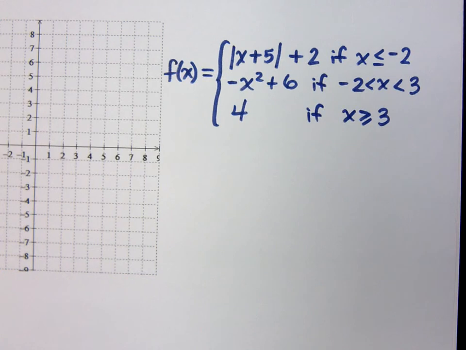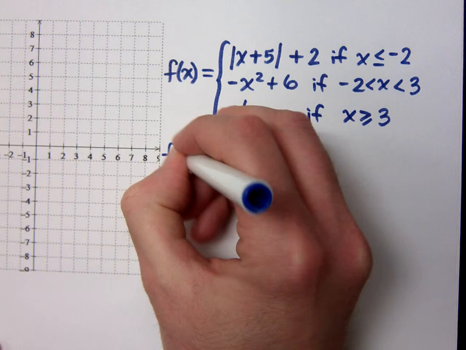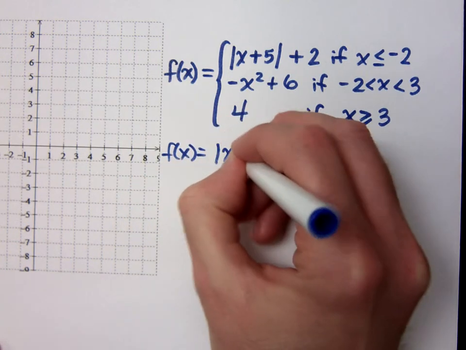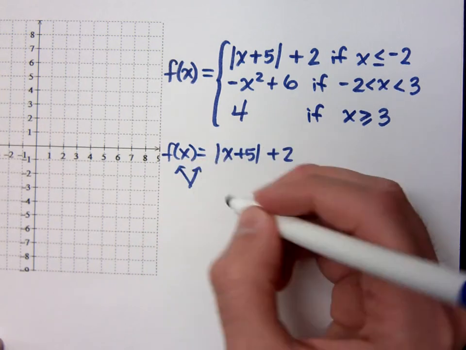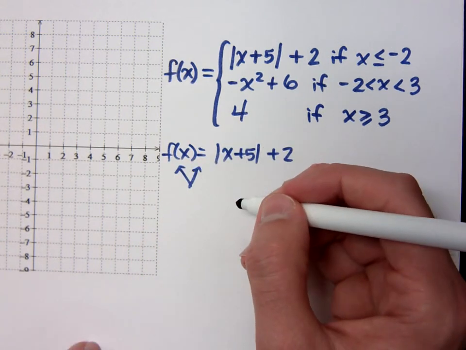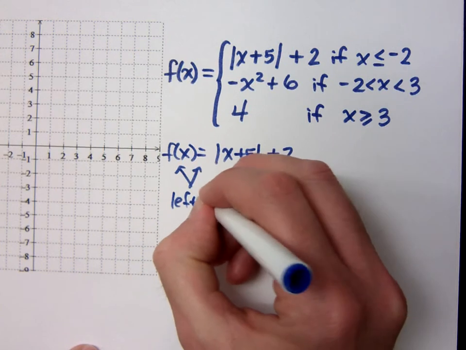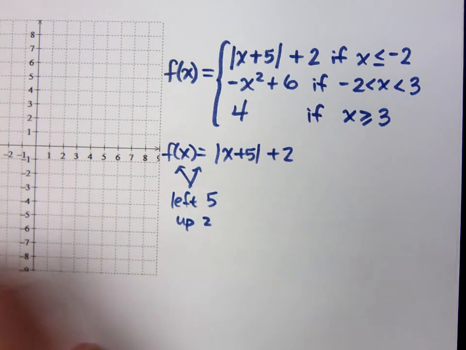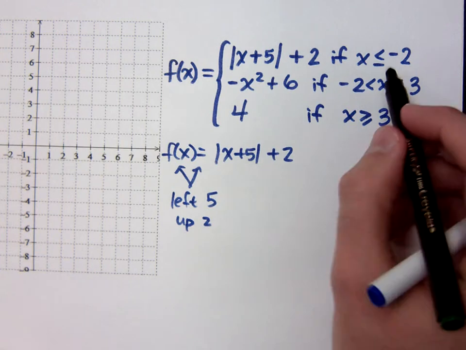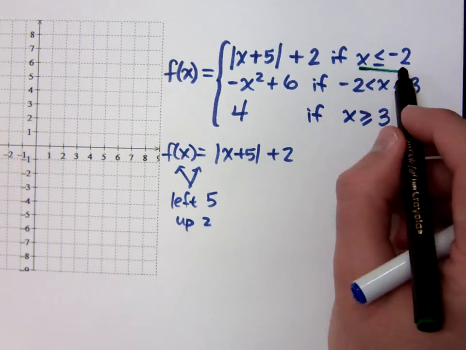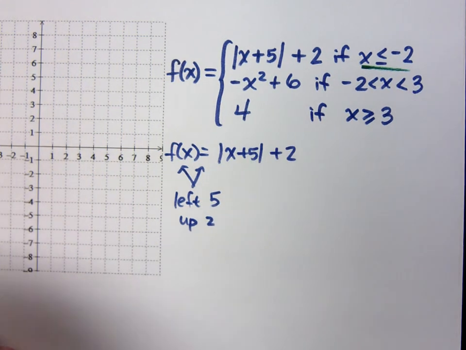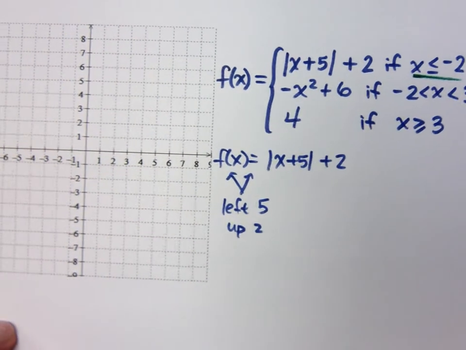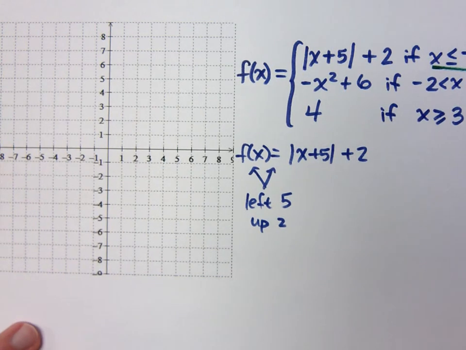So here's what you're going to do, piece by piece. We're going to break this guy down. If I were to look at this, f of x equals the absolute value of x plus 5 plus 2. You said it's a V shape. What else do you know? Left 5, up 2. Pay attention to your demarcation up here, which is less than or equal to -2. So that means this guy will only go as far as -2. So let me get that on here.